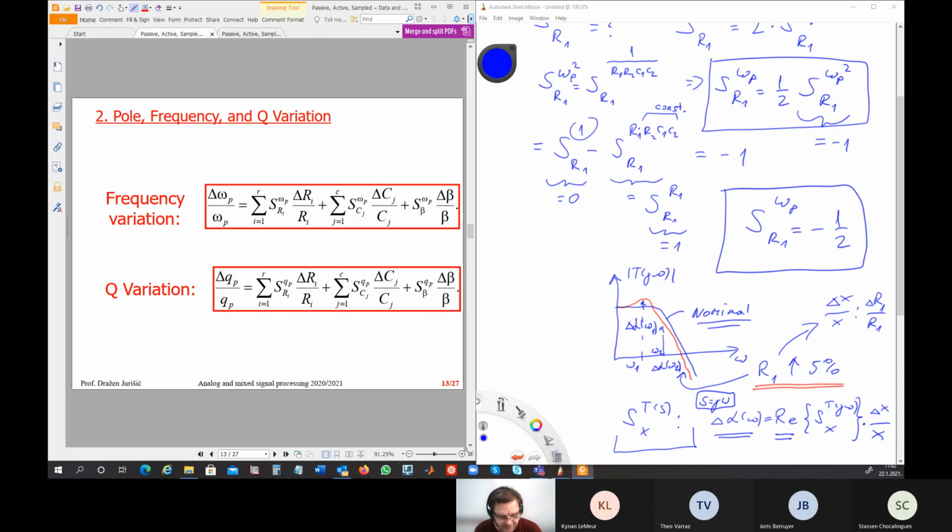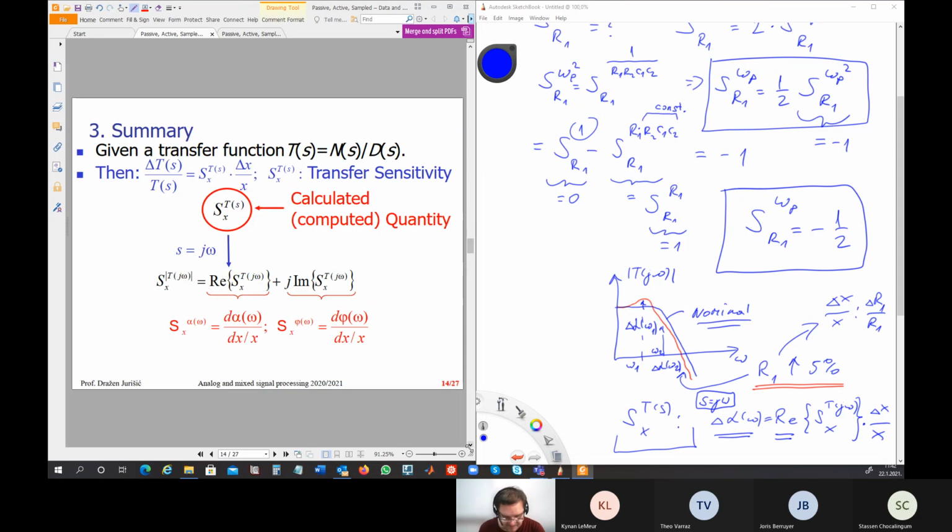Okay, now when we want to calculate delta omega p over omega p or delta Qp over Qp, then we have to make all these variations. Now just to repeat, if we have a transfer function like T of s, then you calculate transfer sensitivity, that's this. Then you put s equal to j omega, that's this, and then you obtain these two sensitivities. You see here that the real part is needed to obtain this here, delta alpha, or S of alpha to some element x. X can be R1, x can be omega p, Qp, or whatever.